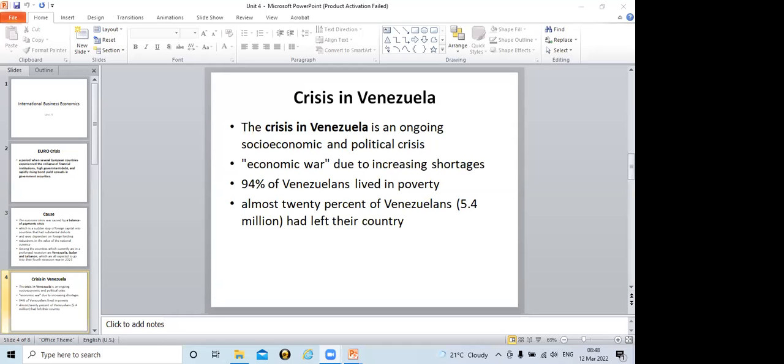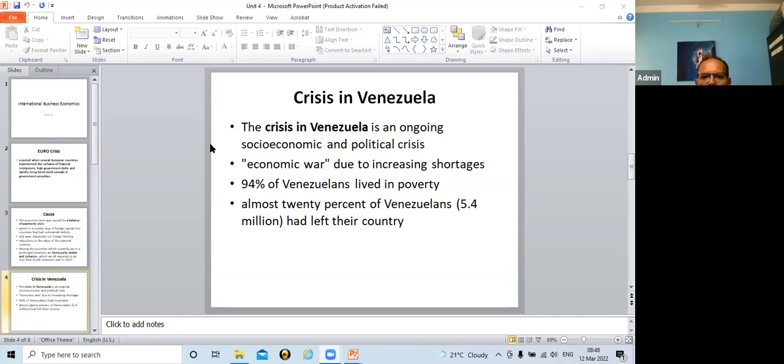So basically, the crisis in Venezuela has led to political instability. And because of this, about 94% of their population is in poverty. This is very horrible for any country. Then almost 20% of Venezuelans have left their home, left their country, and migrated to some other country.